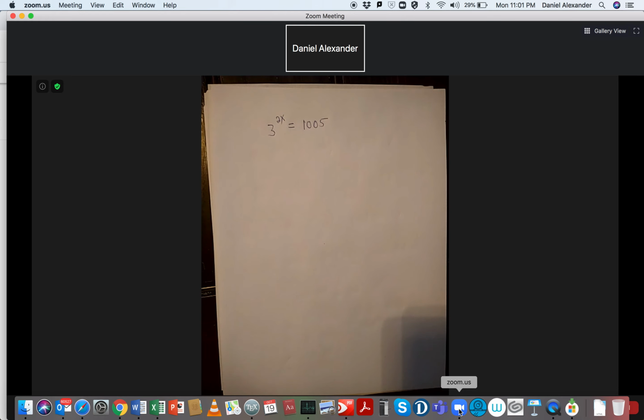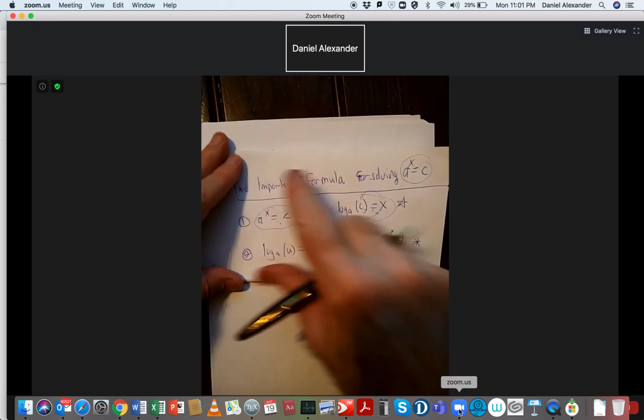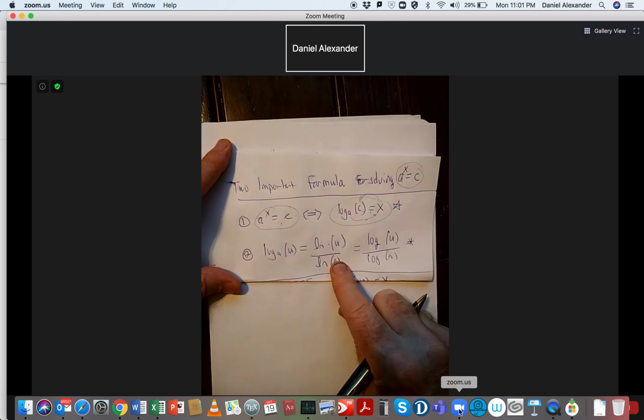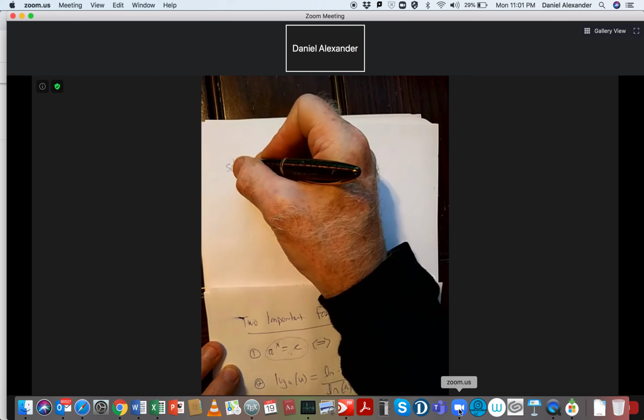It's taking a second for me to do that. So this is my formula sheet. I'm going to use the logarithmic relationship and then the change of base. I'll put that here. So first the logarithmic, I'll do this again. I want to solve this for x.